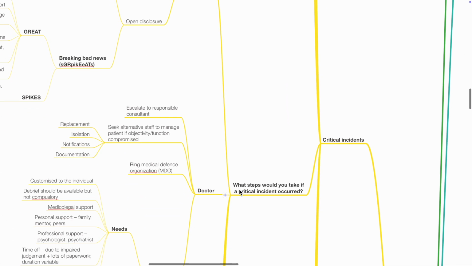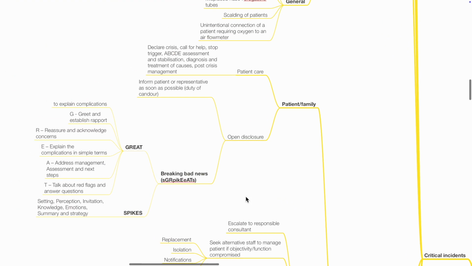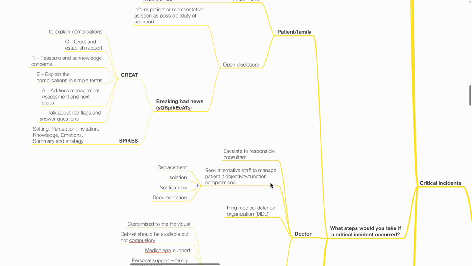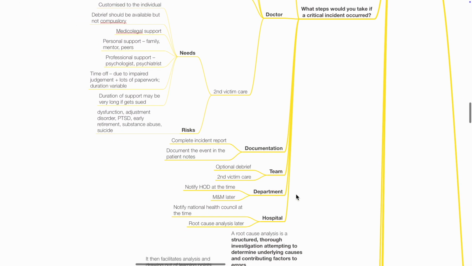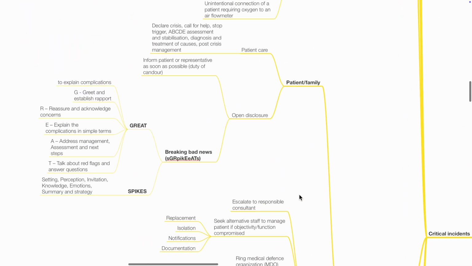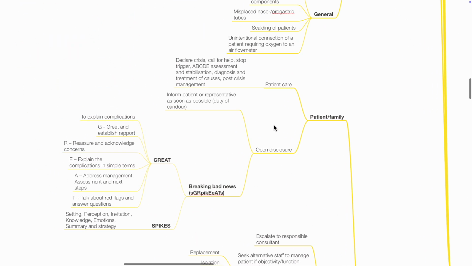What steps should be taken if a critical incident has occurred? This can be divided into patient and family, the doctor, documentation, the team, department, and hospital. First priority is patient care: declare crisis, call for help, stop trigger, ABCDE assessment and stabilization, diagnosis and treatment of causes, and post-crisis management. There should be open disclosure, according to duty of candor; inform the patient or representative as soon as possible.